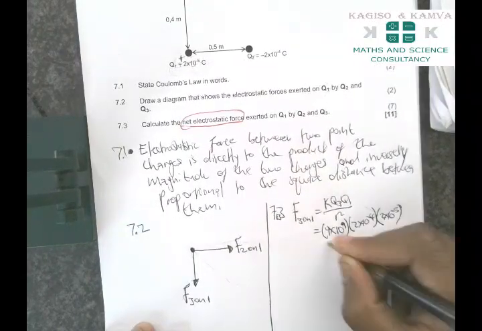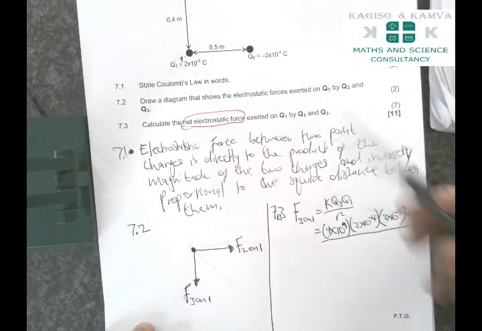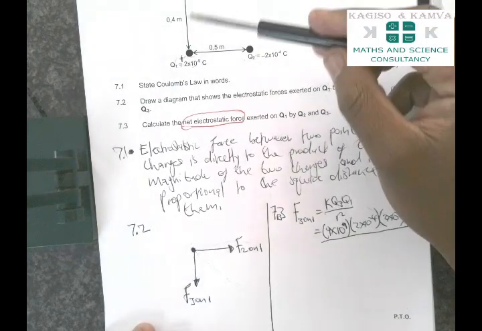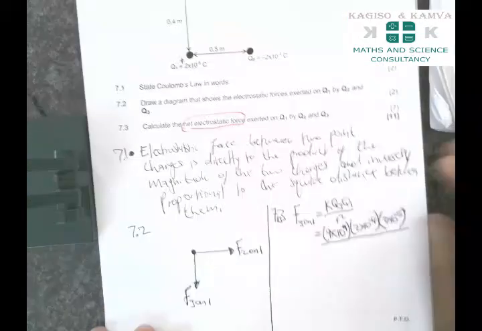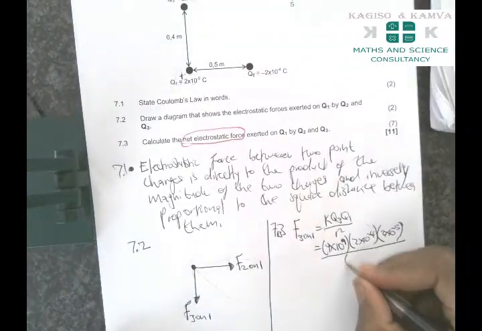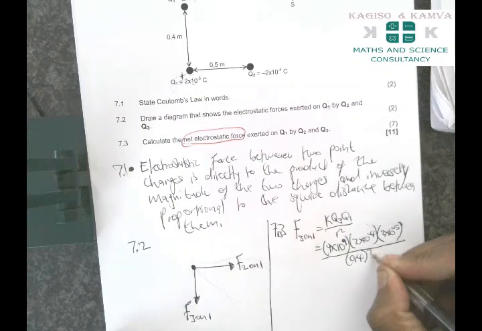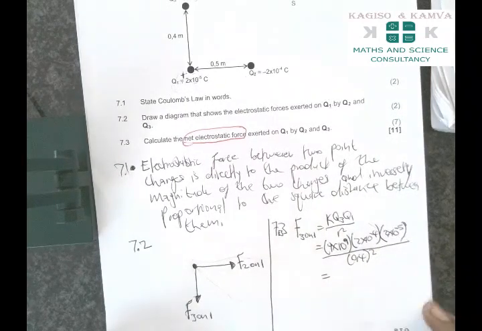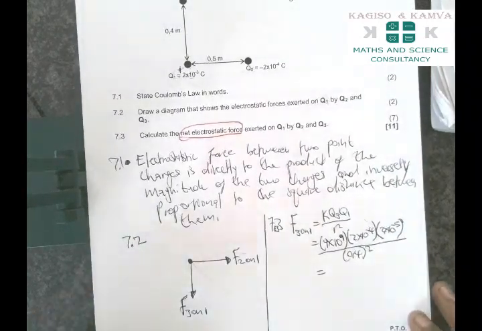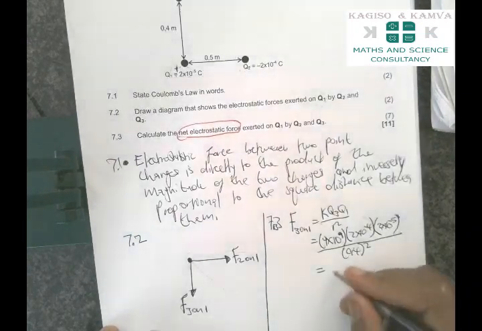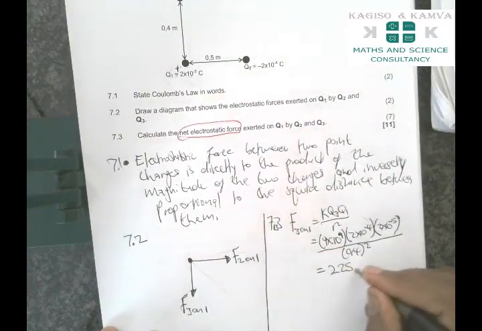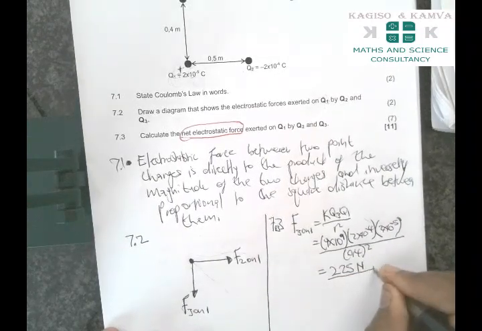Good. Now the distance between Q1 and Q3 is 0.4. So we're going to substitute 0.4 squared. And then what is the answer there? 225. 225 what? Newtons. Are we together, good people?